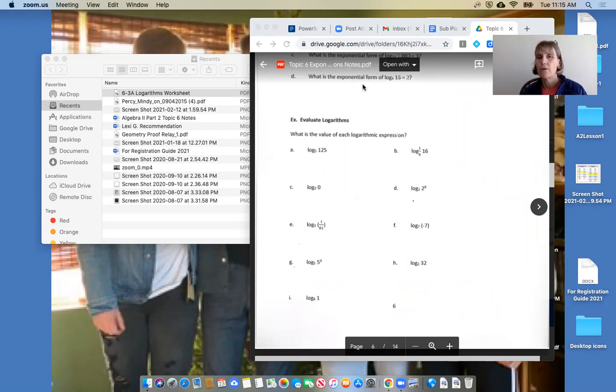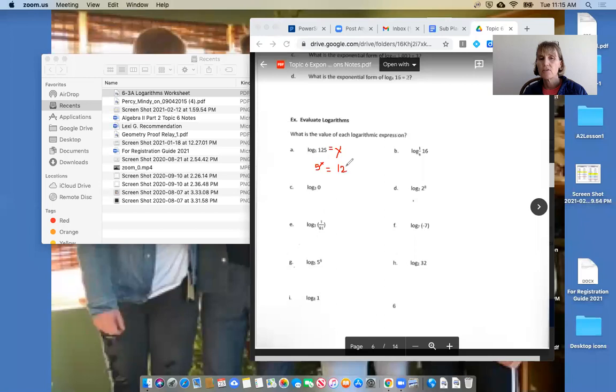Okay, what's the value? So what we want to do, we're going to take each problem and we're going to say, okay, this says log base 5 of 25. And if you want to, you can make an equation out of it and say it equals x. This is what we're trying to find. We're trying to find the exponent that we need to make this a true statement. So it's log base 5. So we're saying 5 raised to the power of x equals 125.